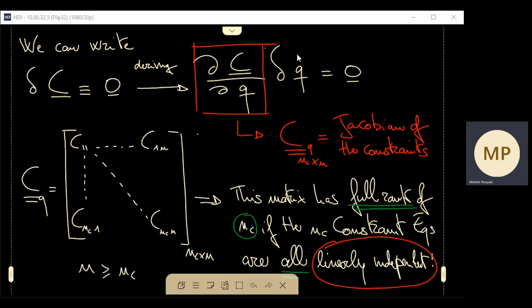Therefore, I can rewrite the equation dC over dq times delta q equal to zero as Cq, and this we have already seen, delta q equal to, considering this partition, Cqi delta qi plus Cqd delta qd equal to zero.